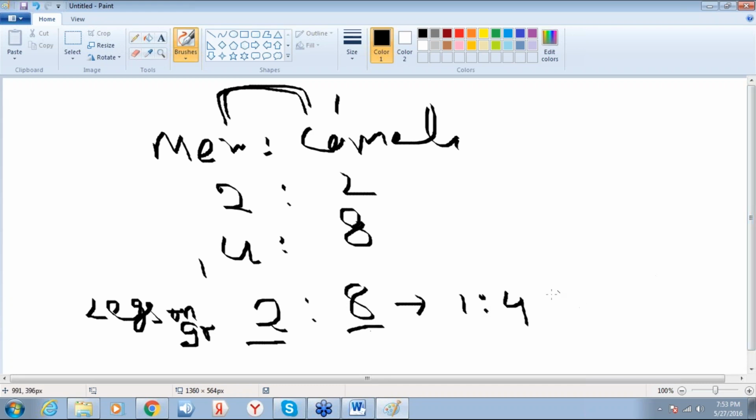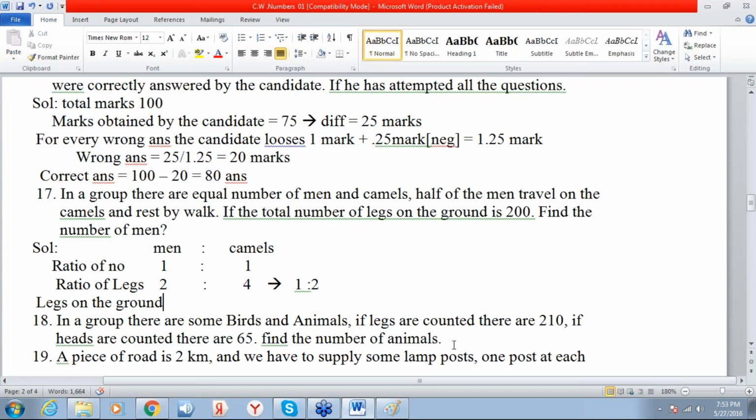In total, how many legs are there on the ground? There are 200 legs. So the legs on the ground are in what ratio? They are in 1.